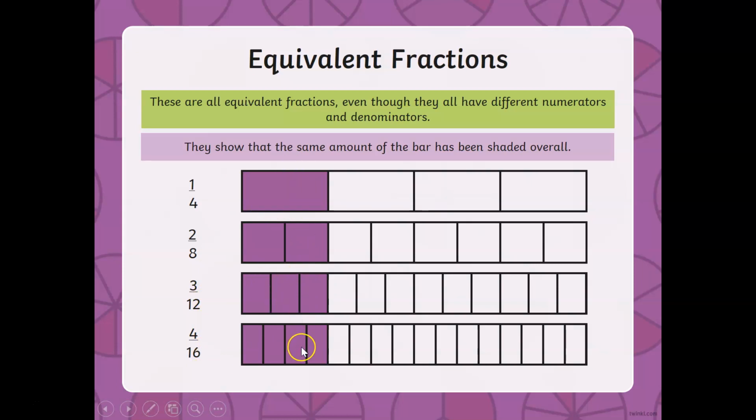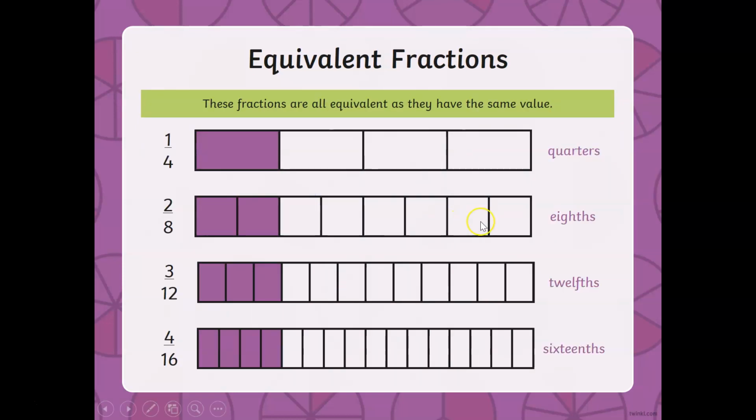Take a look at the shaded parts. Even though they are divided into different parts, they still have the same size and value. Thus, they are all equivalent, or the same values. Take a look at these examples. 1/4 is also equal to 2/8, 3/12, and 4/16.